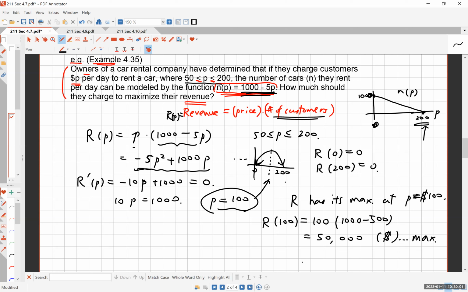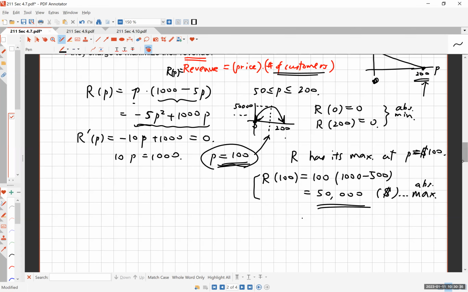If you insist on finding the absolute maximum, absolute minimum, and so on, you have the critical point, only one. So you calculate the value of the function, which happens to be 50,000. And you calculate the value at the endpoints, but R of 0 is 0, R of 200 is 0. So these are the absolute minimum, and this is the absolute maximum. And so the answer is that R has its maximum if the price is $100 per day, at which rate the daily revenue will be $50,000.